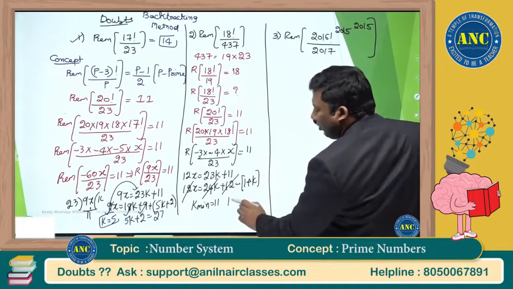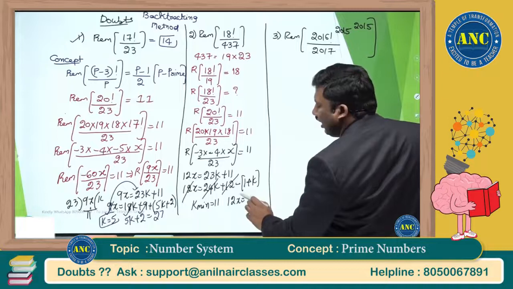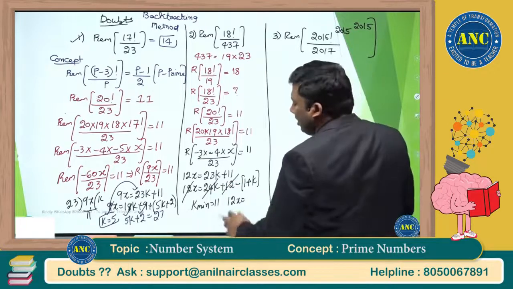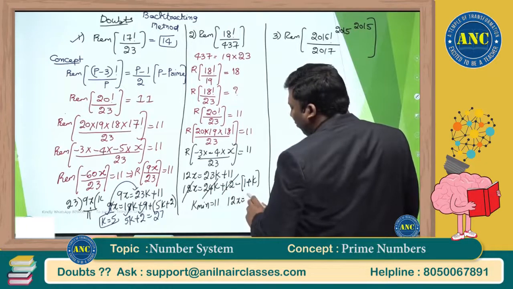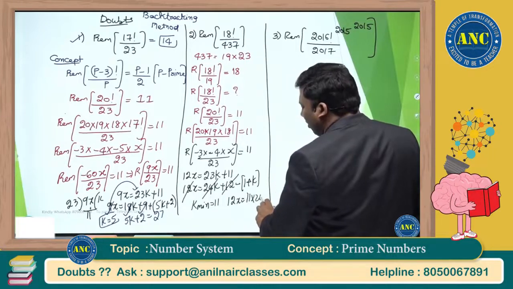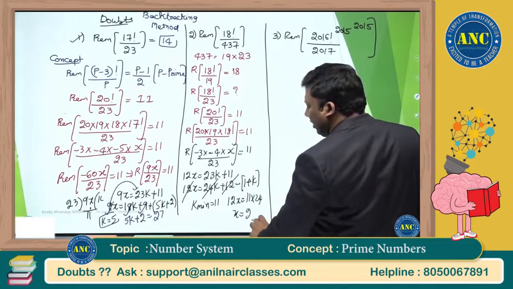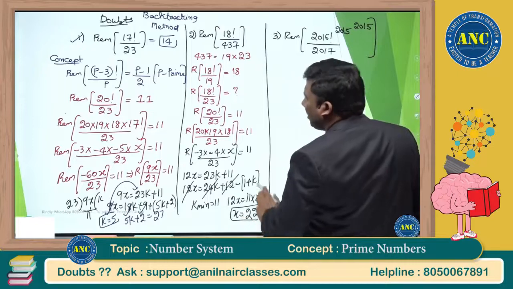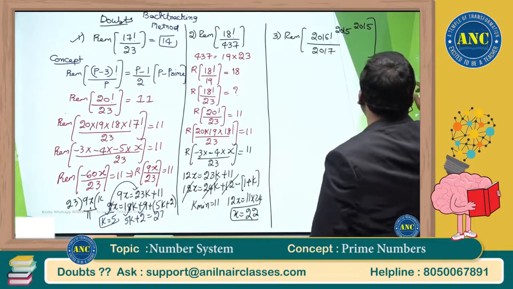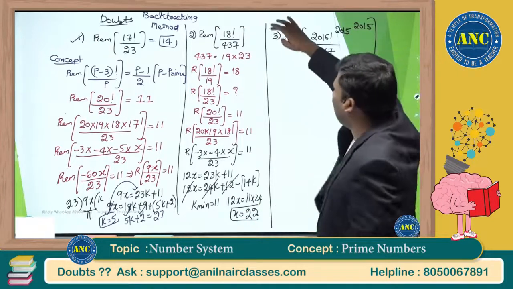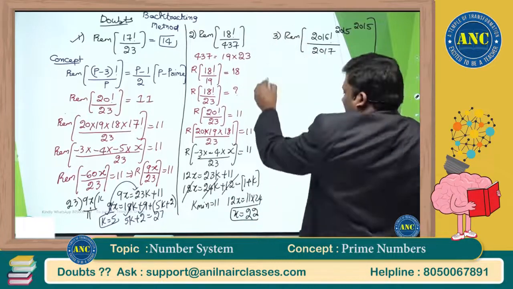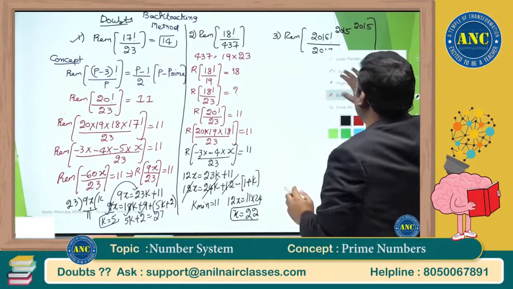K minimum value is 11. 12x is 11 into 23 plus 11, so 11 into 24. The x value is 22. Now see here, if the x value is 22.